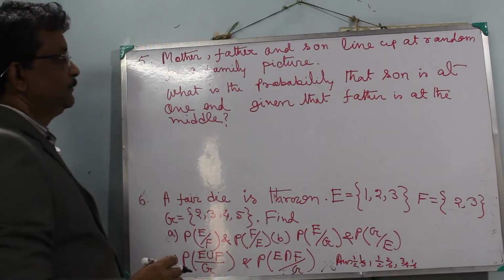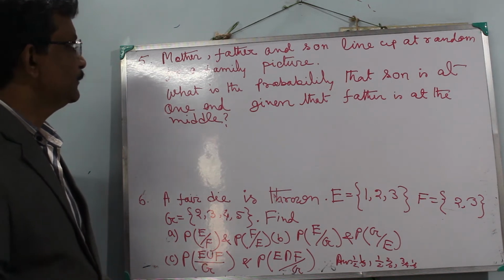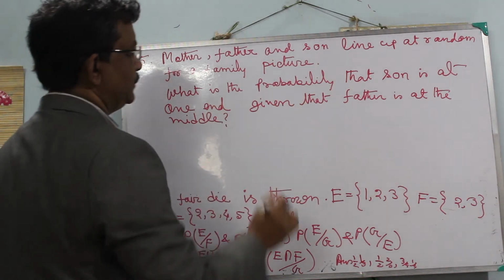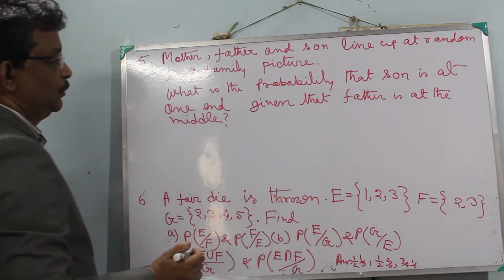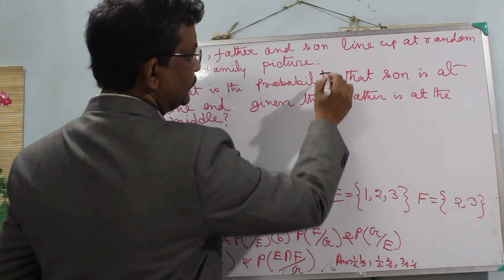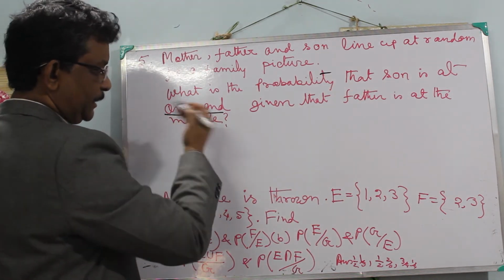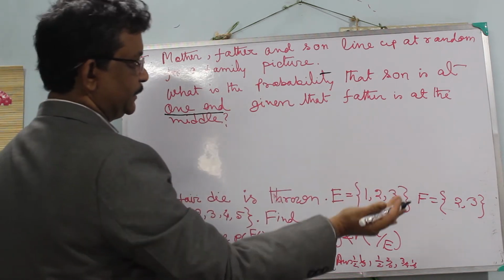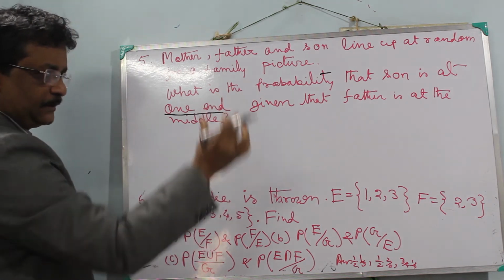Clear? Problem number 5. Mother, father and son line up at random for a family picture. What is the probability that the son is at one end, either left end or right end, given that father is at the middle? Father is at the middle.